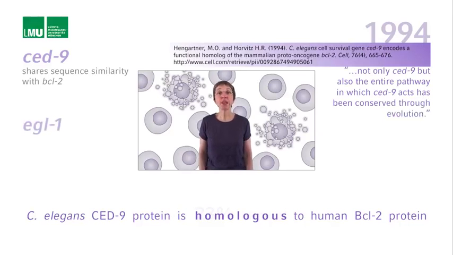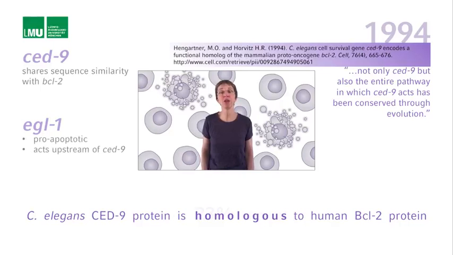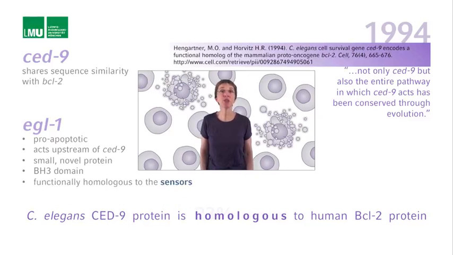A couple of years later, the AGO1 gene was cloned. Remember, AGO1 has pro-apoptotic activity, and genetically it acts upstream of SED9 to negatively regulate SED9 function. So AGO1 turns out to encode a small protein with no obvious sequence similarity to any other protein, but with a BH3 domain. The AGO1 protein is a BH3 only protein that is functionally homologous to the mammalian sensors, such as BAD.